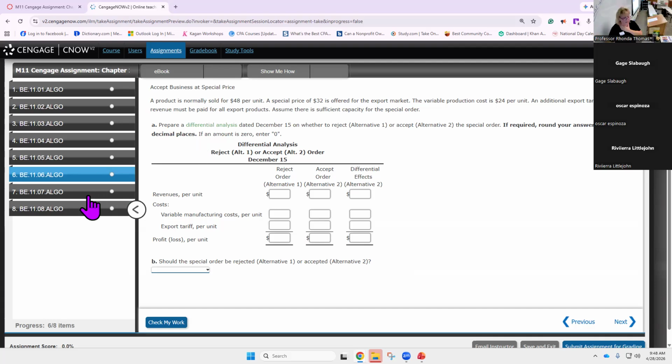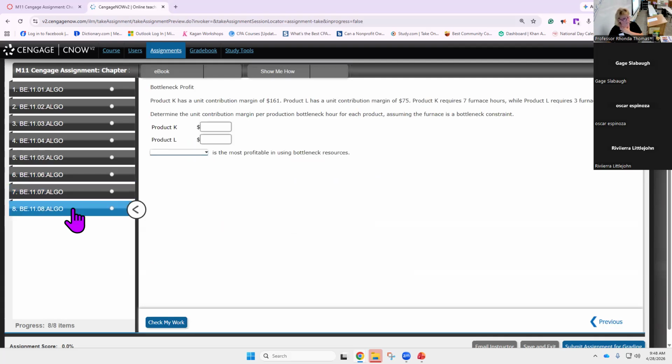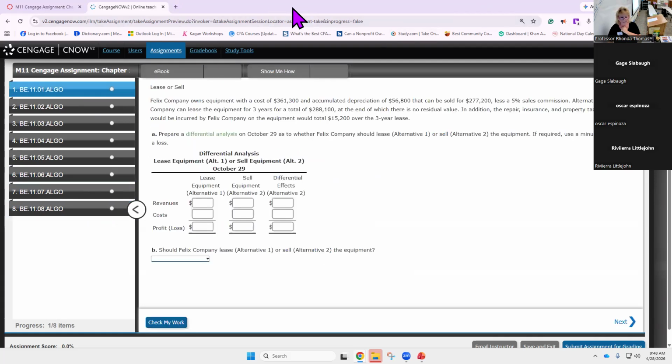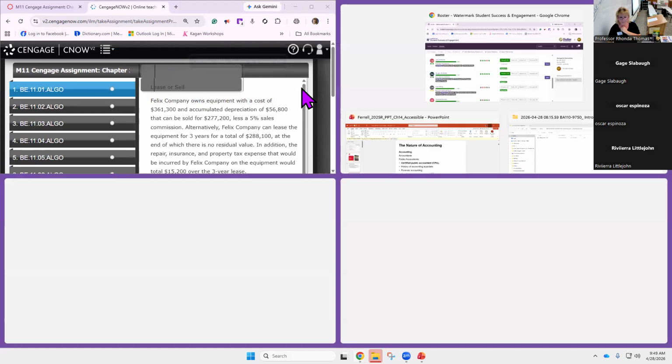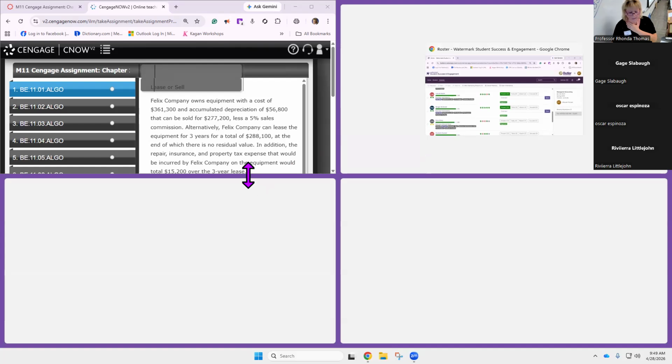And then the last two have to do with how to calculate a price of something. There's one called the product cost markup, and then there's one called a bottleneck profit. Okay, bottleneck profit. So in my opinion, these are kind of fun, but you do have to pay attention to the details. Okay, so let's go back to number 1. And we're going to be making some tables. So hopefully that's not a problem for you. Make some tables in Excel.